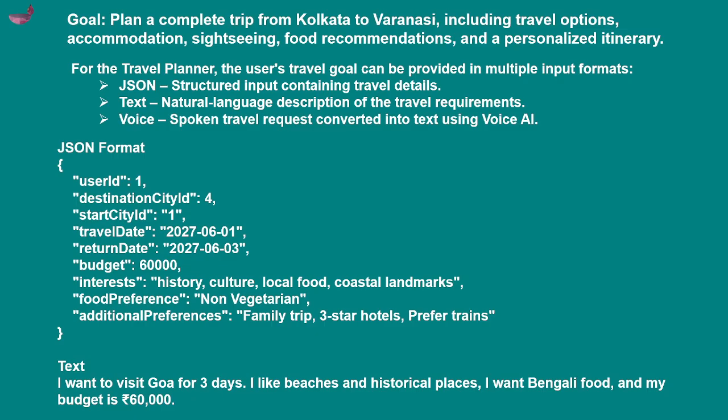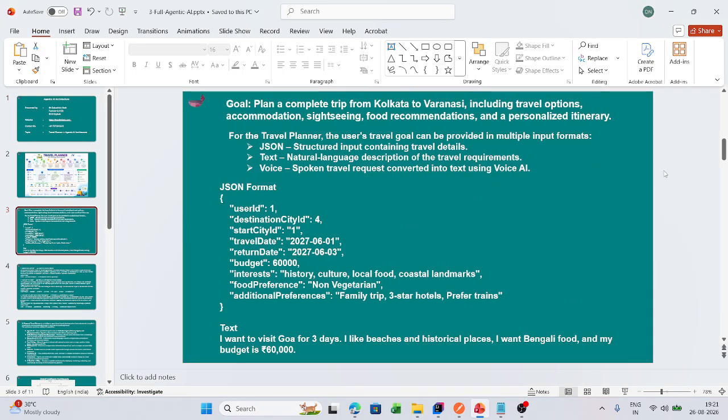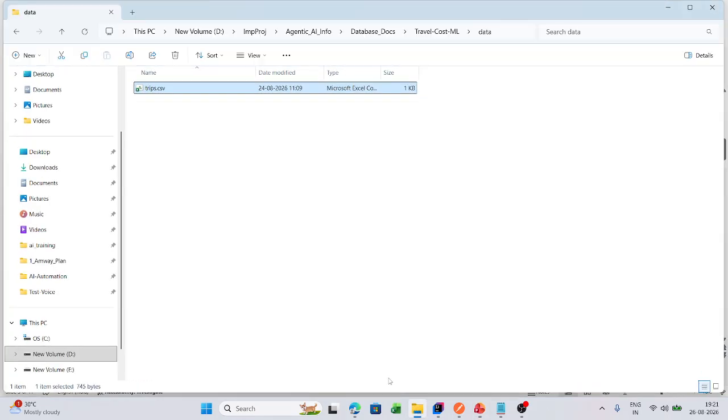Another is by text. You can simply write that I want to visit Goa for 3 days. I like beaches and historical places, and I want Bengali food, and my budget is 60,000 rupees. This is another input you can give. The third input you can give is by voice.